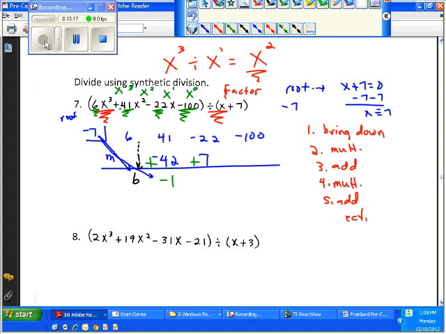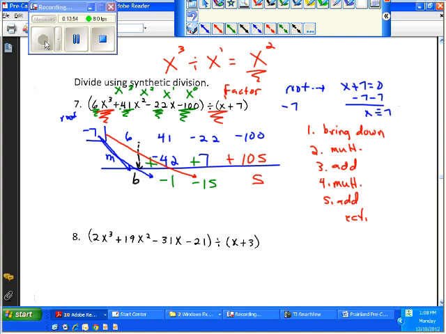And then we're going to multiply. Negative 7 times negative 1 is positive 7. And then we're going to add negative 22 plus 7 is negative 15. And then we're going to multiply. Negative 7 times negative 15 is 105. And then we add, and we get a positive 5. Okay, everybody see how we got that? Any questions on that part?